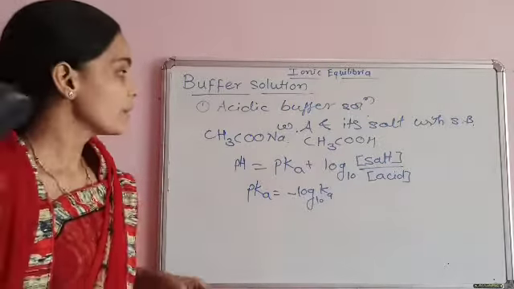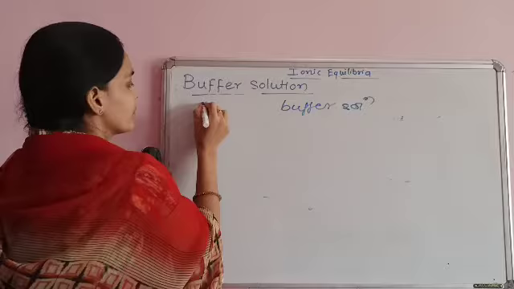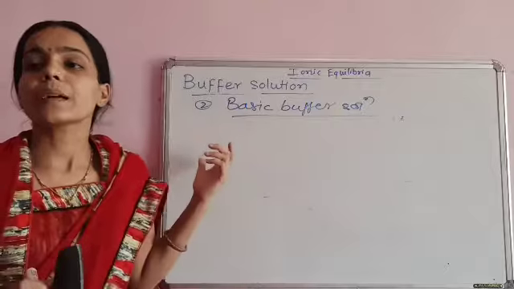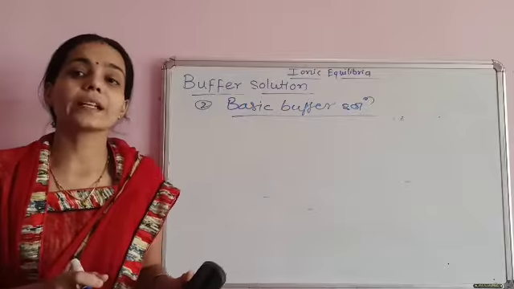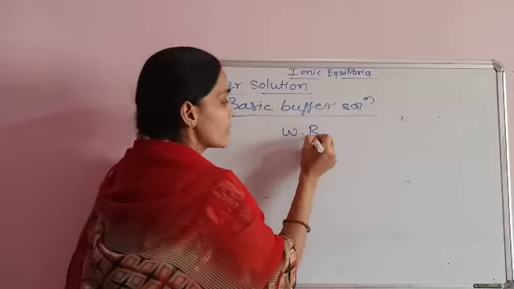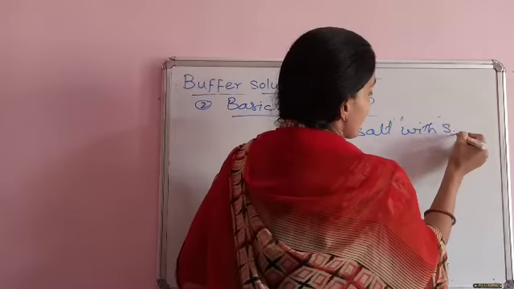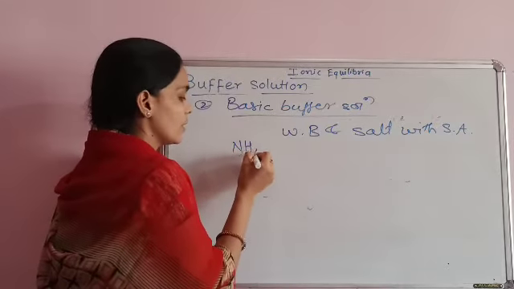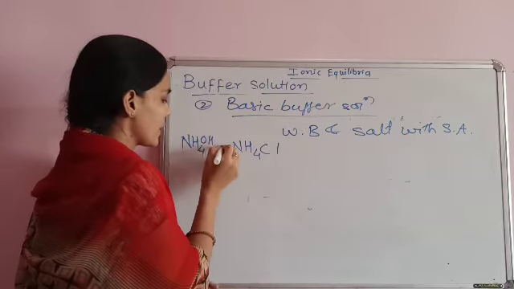Second, basic buffer solution. A solution containing a weak base and its salt with a strong acid is a basic buffer solution. Example: ammonium chloride and the weak base ammonium hydroxide.